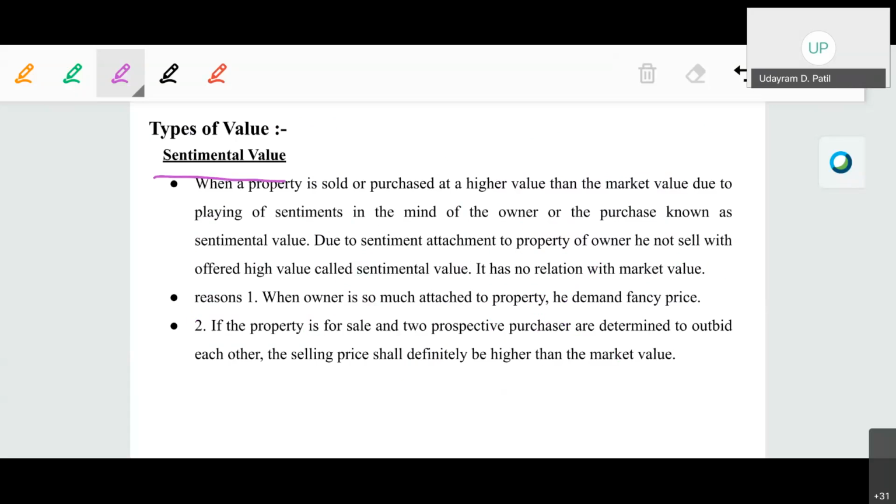So one way the sentimental value increases the market value is when the owner is so much attached to the property that he demands a fancy price. Obviously, if the owner is attached to the property at a sentimental level, as the memories are attached to that home, he will not sell it for a lower amount. He will ask for a higher amount, or else he will not be interested in selling. That will be your first case.